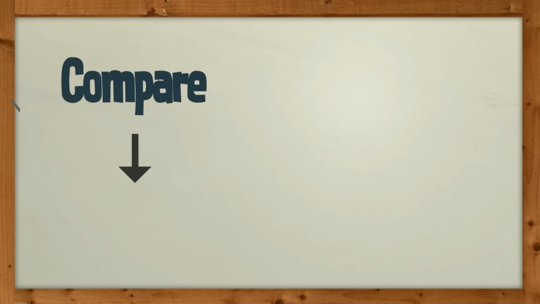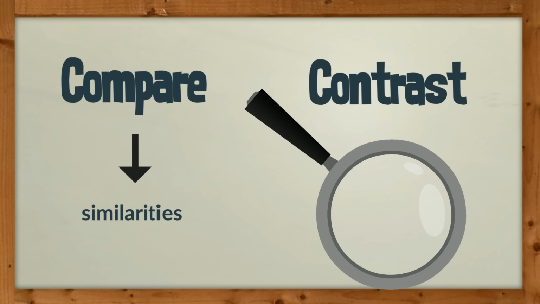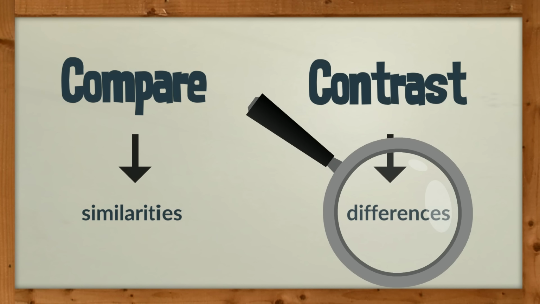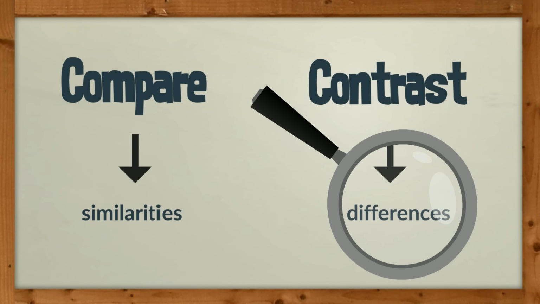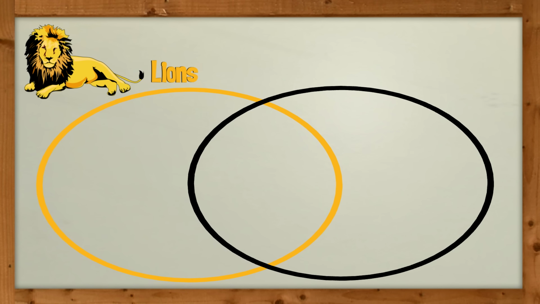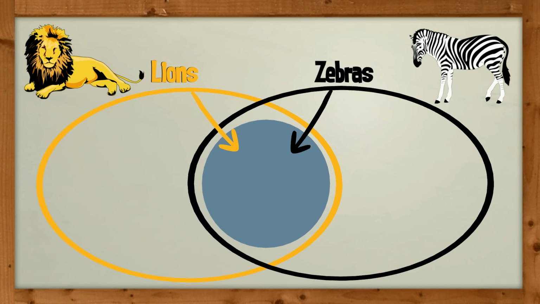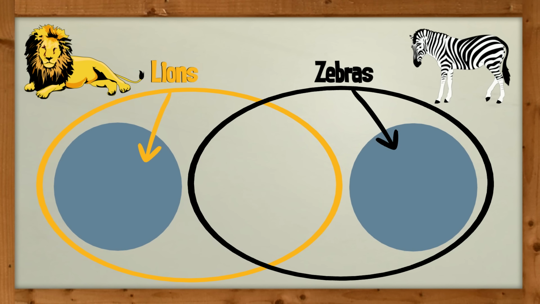To compare means to identify similarities between two or more things. To contrast means to identify differences. As an example, we're going to use a Venn diagram to compare and contrast lions and zebras. A Venn diagram is a useful tool to help organise similarities and differences.